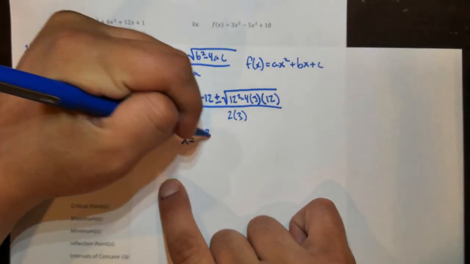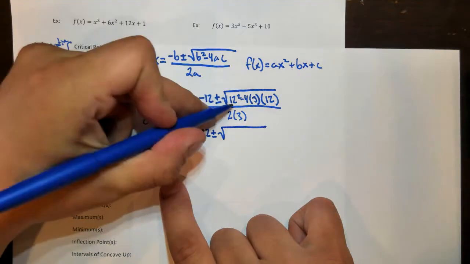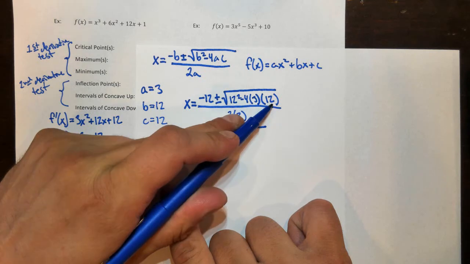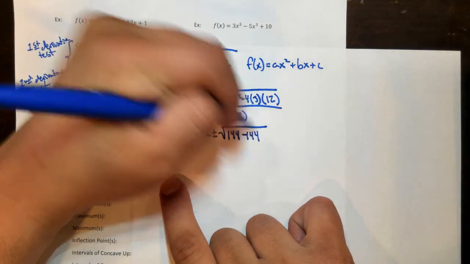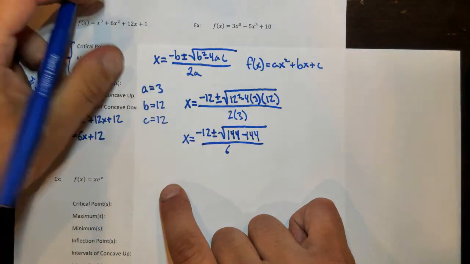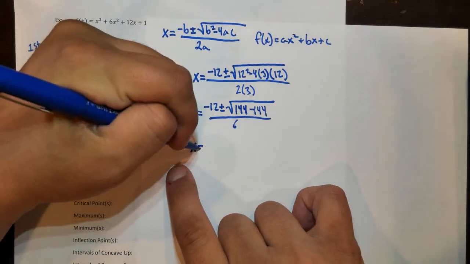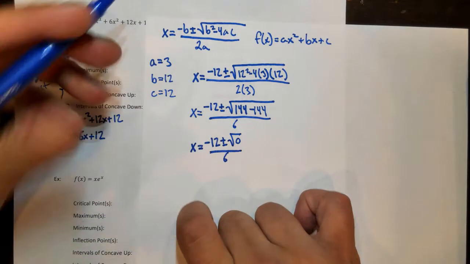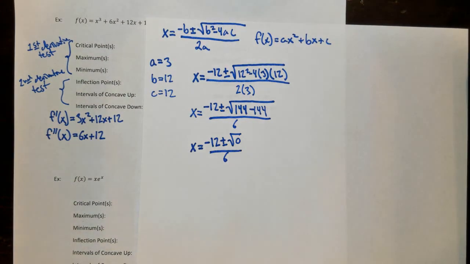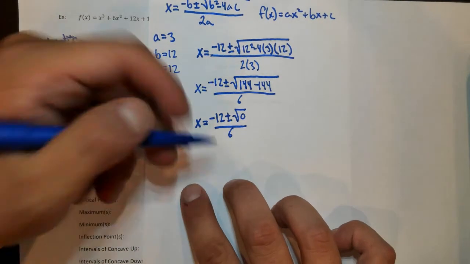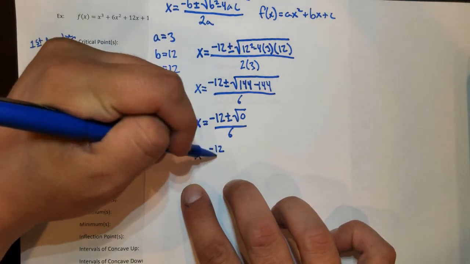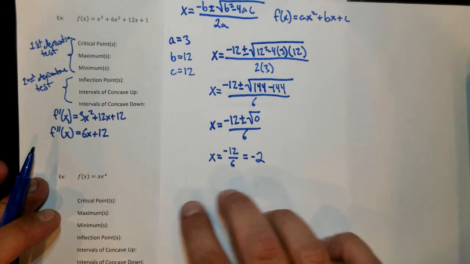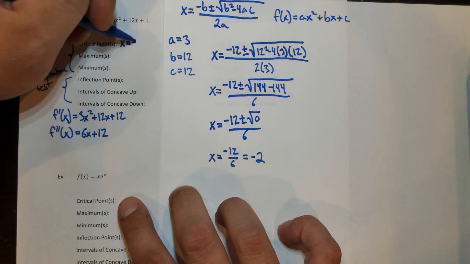So negative 12 plus or minus 12 squared is 144. Negative 4 times 3 is negative 12. Negative 12 times 12 is negative 144. Over 2 times 3, which is 6. And we can continue going here. So x equals negative 12 plus or minus the square root of 0 over 6. And the square root of 0 is just 0. So really, we have one critical point here. And that's that x equals negative 12 over 6, or negative 2. So our critical point here is that x equals negative 2.